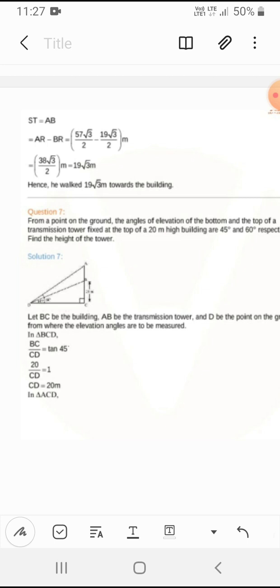So first, the building height is 20 meters, they have given. So 20 by CD is equal to tan 45. Tan 45 is 1. CD is equal to 20 meters, we get the answer.